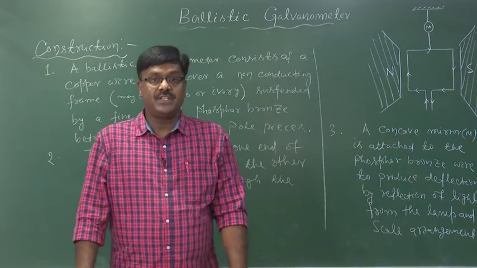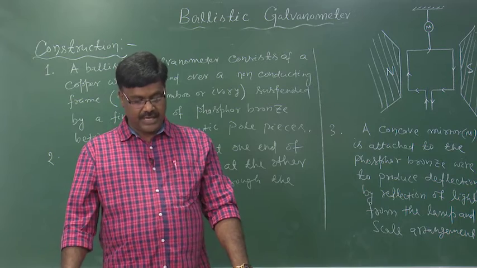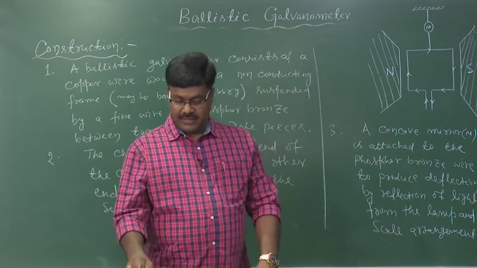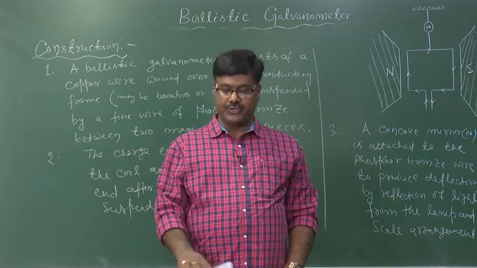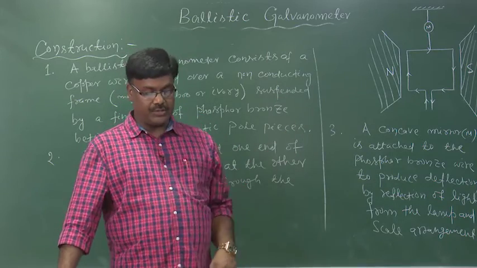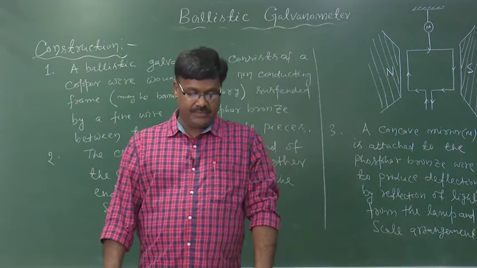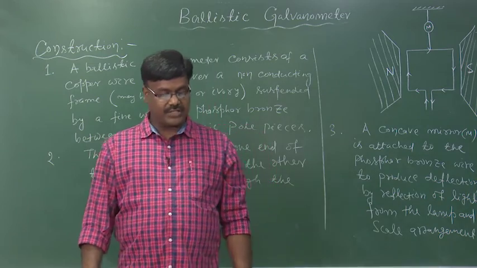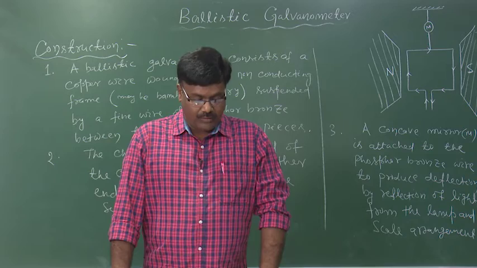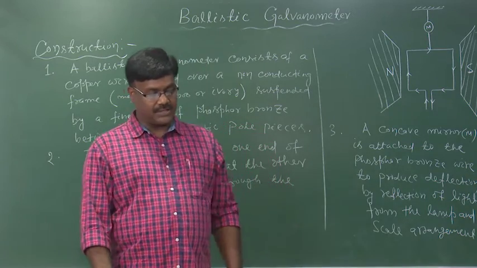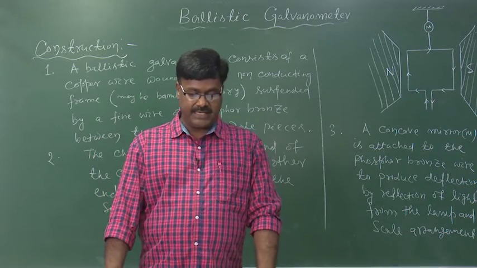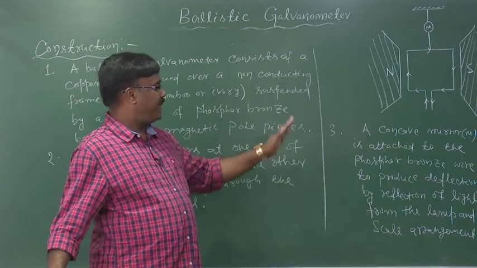Since the suspension wire, that is the phosphor bronze, has a small torsional couple, hence it can further be reduced to detect the current through the coil, and due to it the whole transient current passes through the coil before it comes to rest. Further, since the coil is wound on a non-metallic frame, its electromagnetic damping is very less.